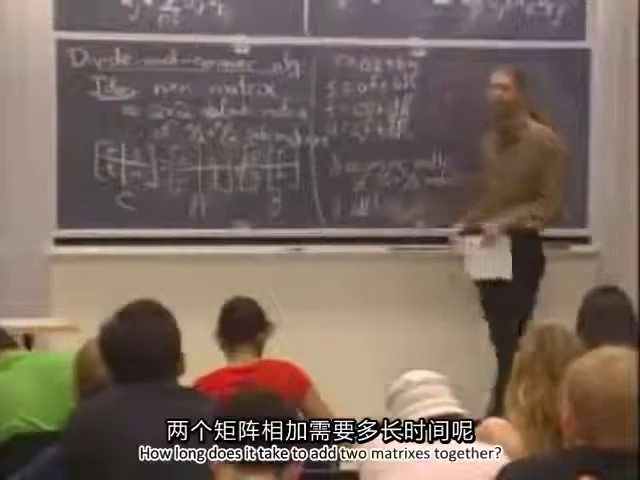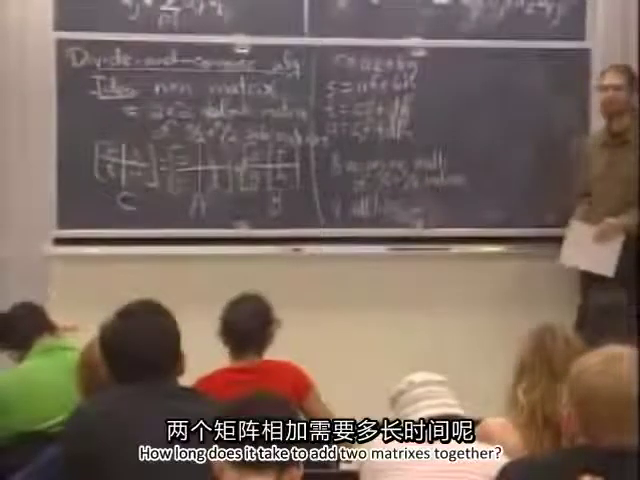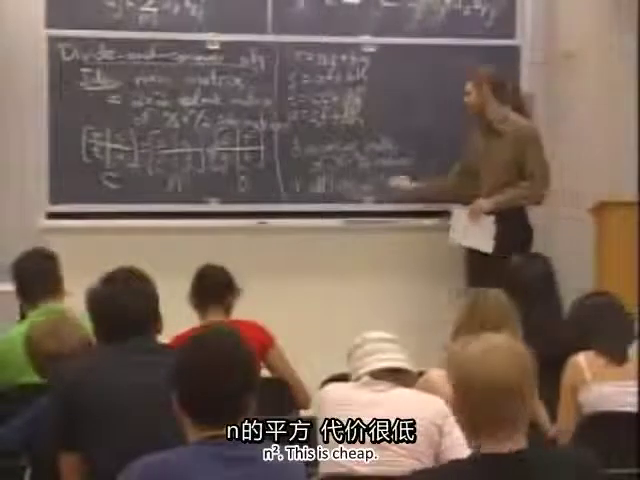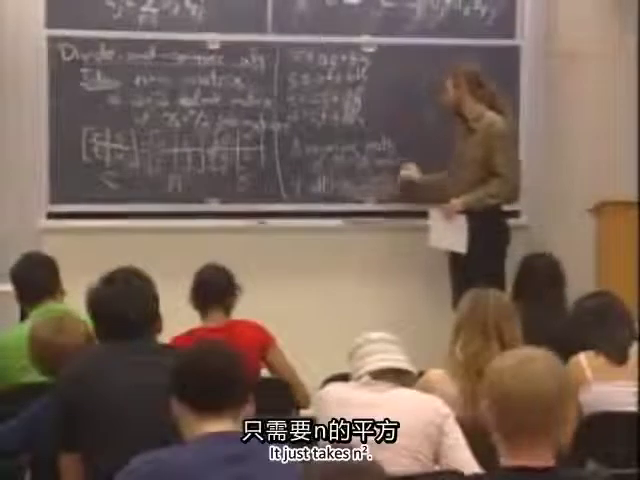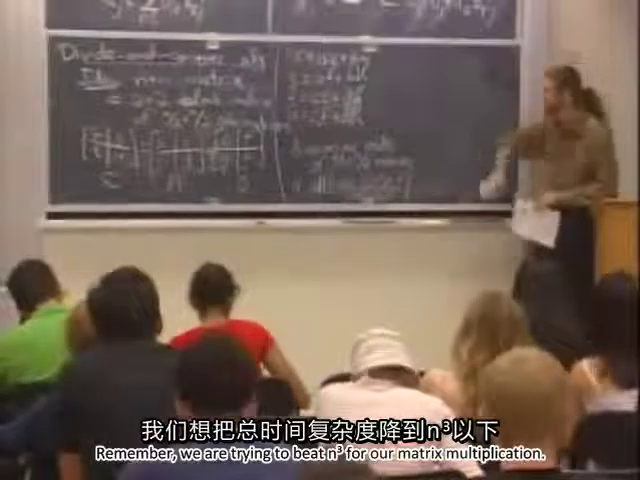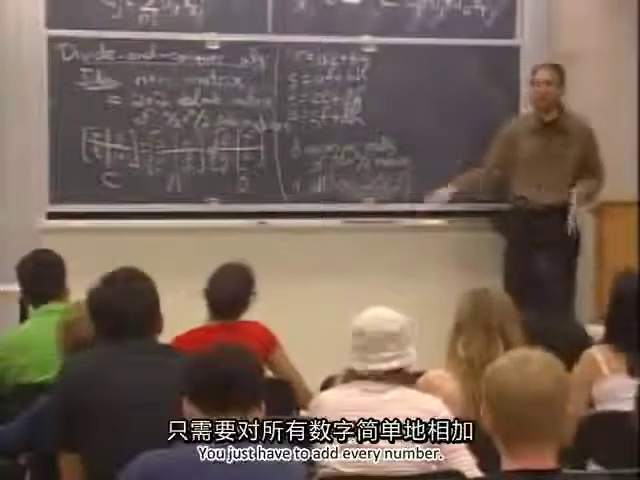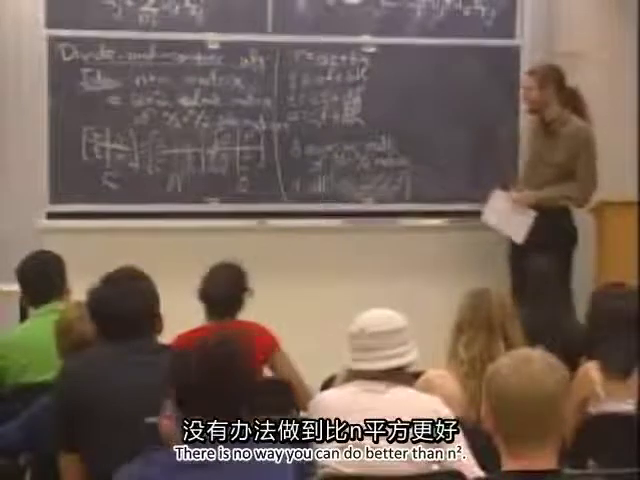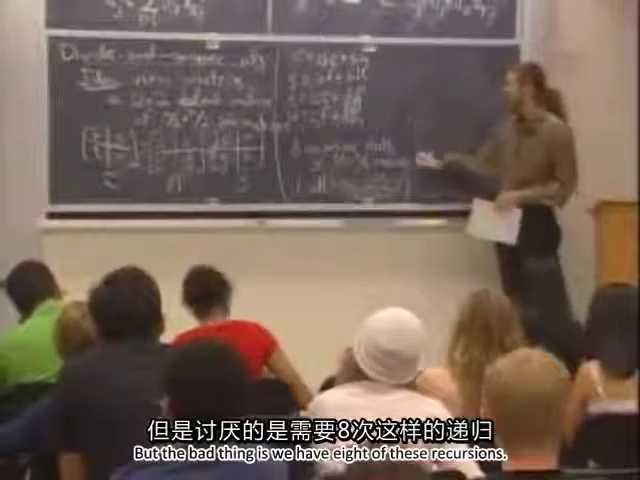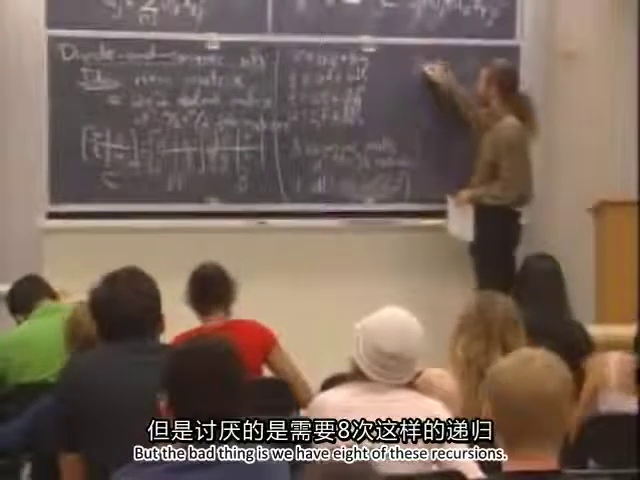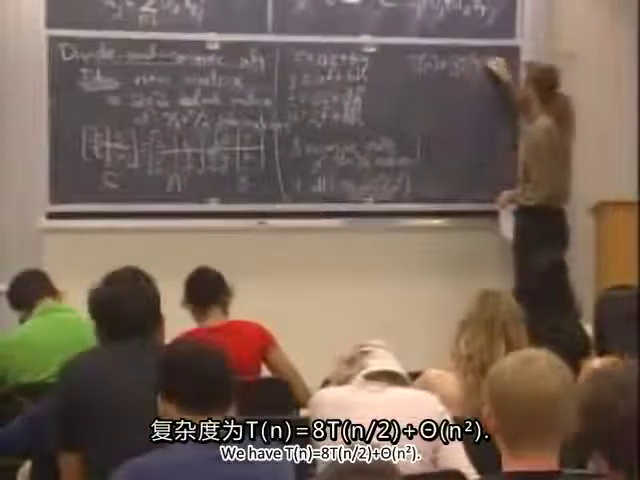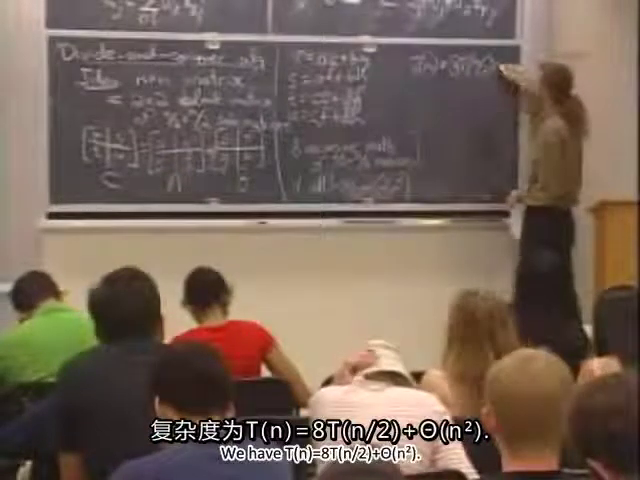Okay, how long does it take to add 2 matrices together? N squared. So this is cheap. This takes n squared. Remember, we're trying to beat n cubed for our matrix multiplication. Addition is a really easy problem. You just have to add every number. There's no way you can do better than n squared. So that's not recursive. That's the nice thing. But the bad thing is we have 8 of these recursions. So we have T of n is 8 times T of n over 2 plus theta n squared.